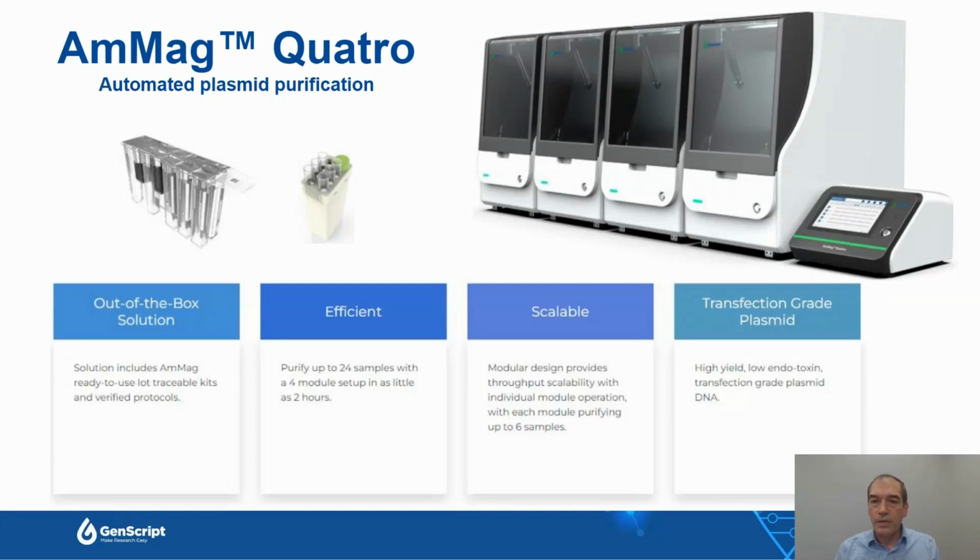Up to 4 modules can be connected to one controller. So this can give you very good scalability. If initially you don't need this high throughput, you can get 1 or 2 modules and later on add more modules, and they can be seamlessly added to the system. The purifications are very high quality, with very high yield, purity, and basically low endotoxin for expression and transfection level plasmids.